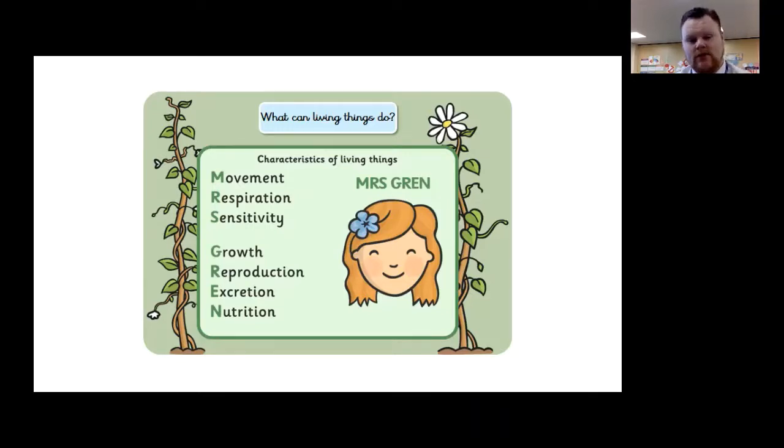So all living things can move. All living things respire. That means they take something in and give something out. In the case of humans, we breathe in oxygen and give out carbon dioxide. We can sense things. We grow. We're able to reproduce or have children of our own. We excrete, so we give off waste. And nutrition, we need nutrition for energy.